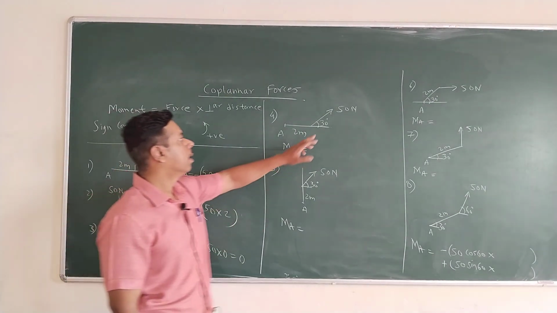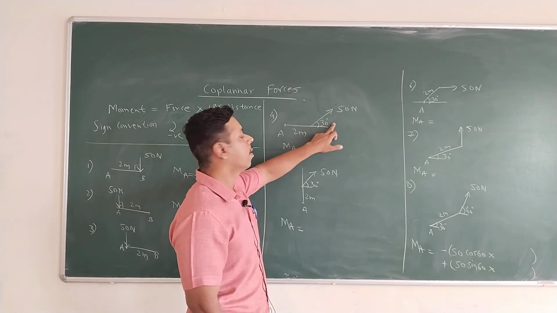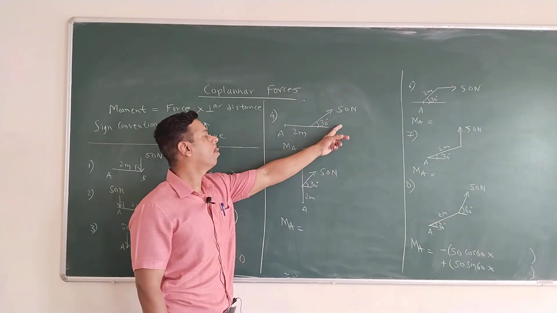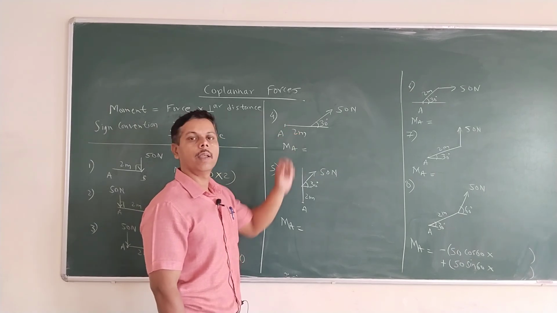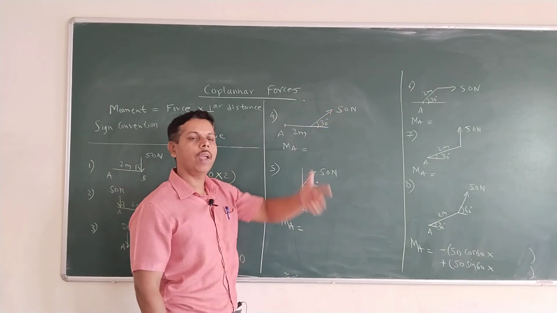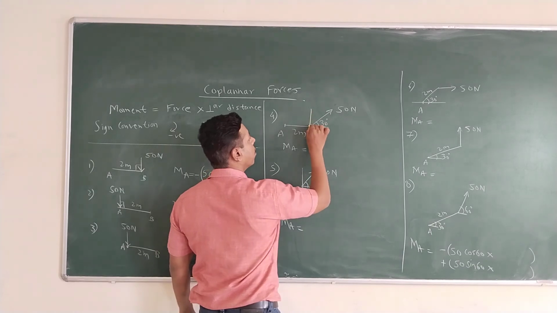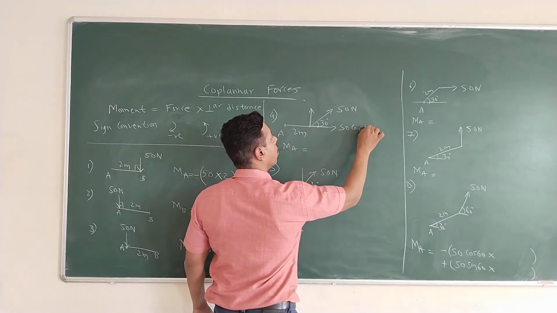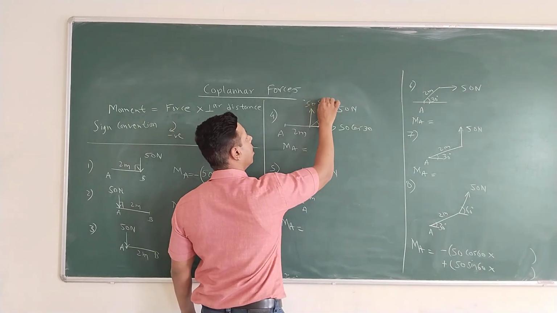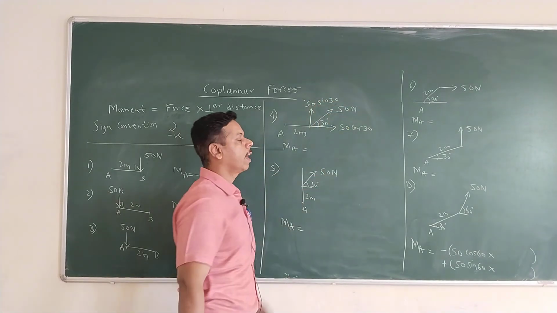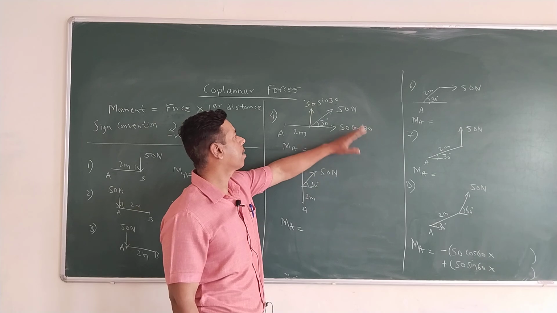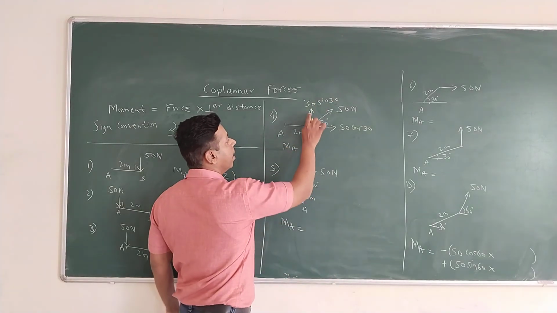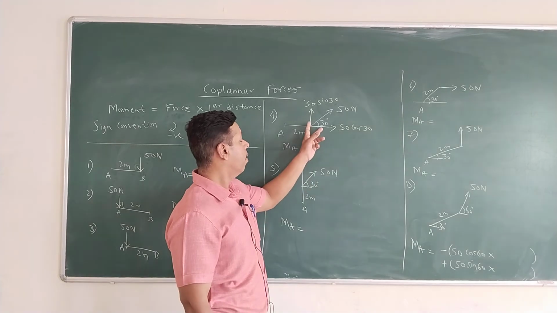Okay. Next, 50 Newton is in the first quadrant making an angle 30 with x, and we want to find the moment of this force at point A. So the force is inclined, we have to resolve this force in the first quadrant. So horizontal is 50 cos 30, vertical is 50 sin 30. Don't take sign convention here; right side is positive and upward is positive.